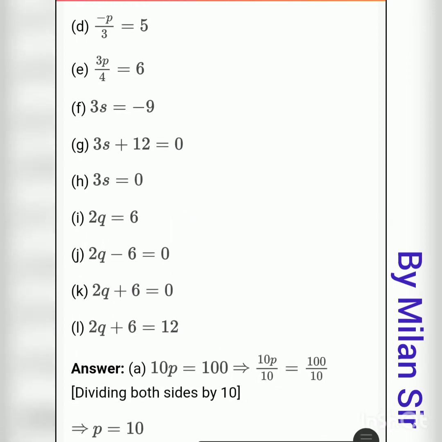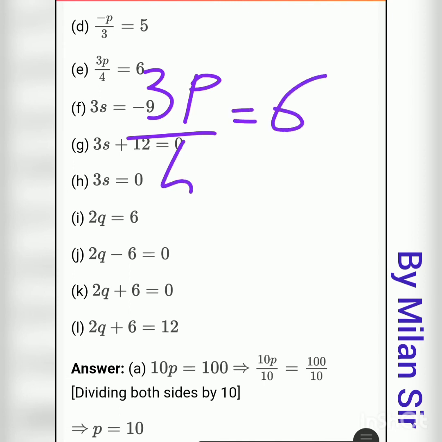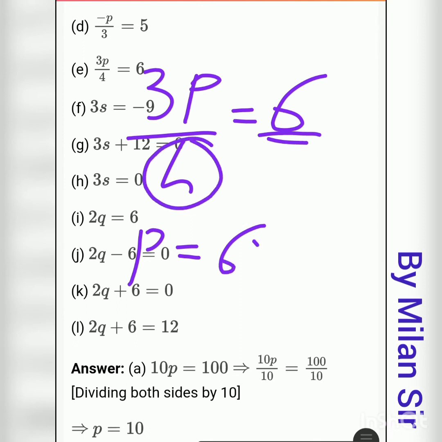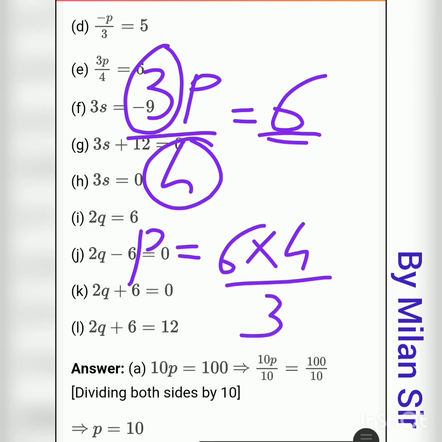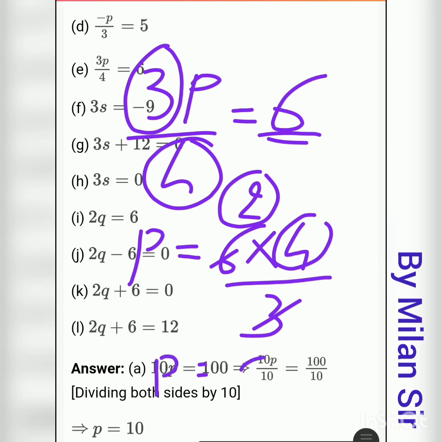After that, 3p by 4 is equal to 6. So we want to find the value of p, right? So first of all, write down this 6. Now this denominator we need to put in the numerator, and the numerator we need to put in the denominator. So finally 3 2s are 6 and 2 4s are 8. So p is equal to 4 2s are 8.